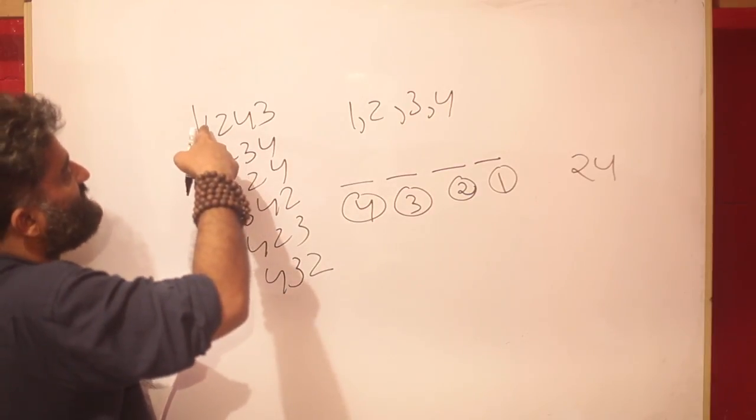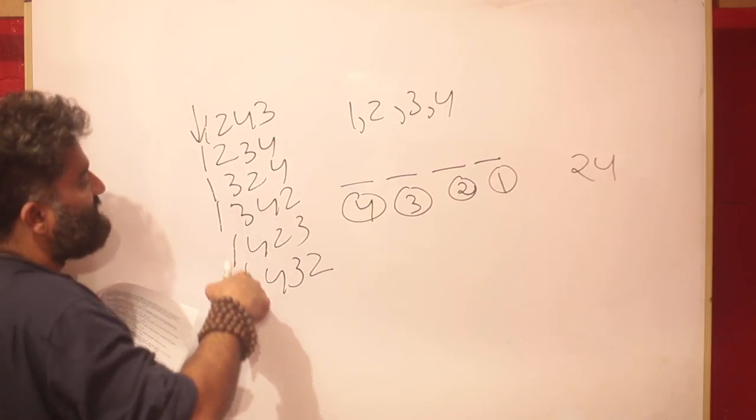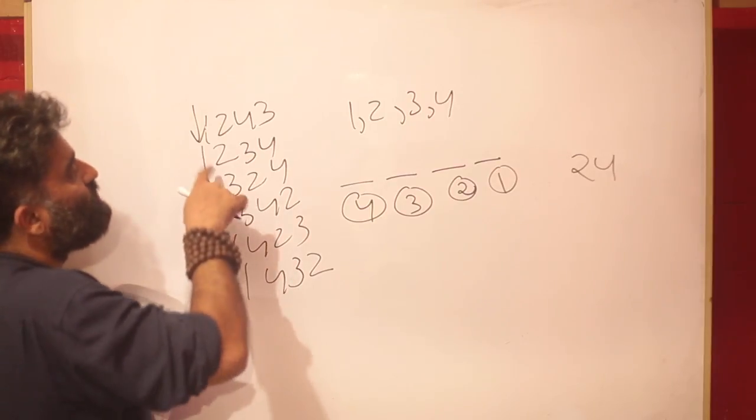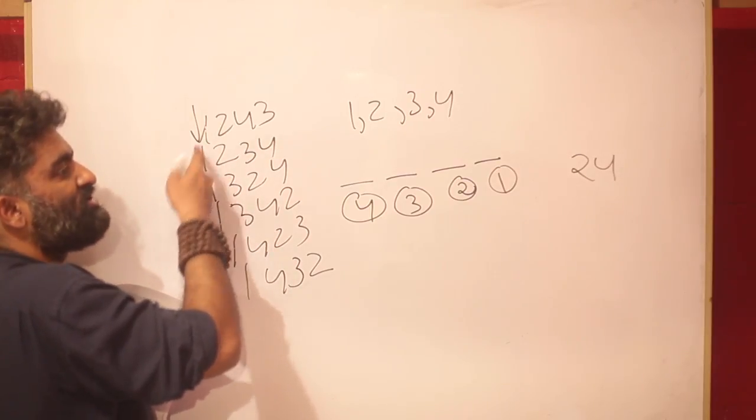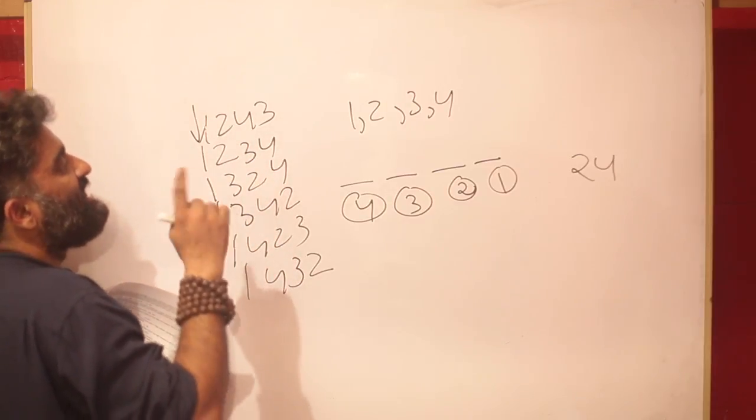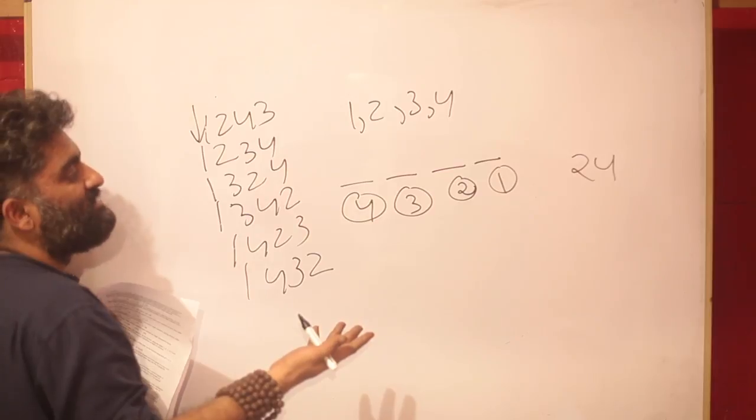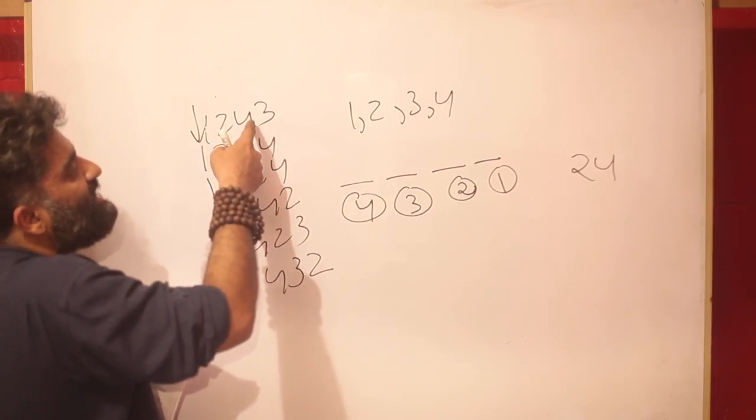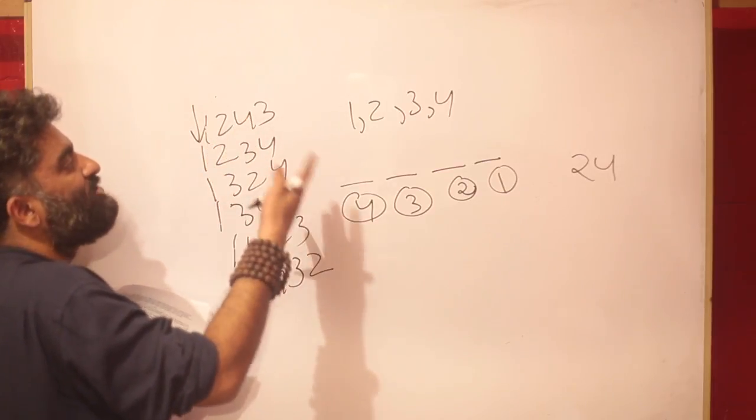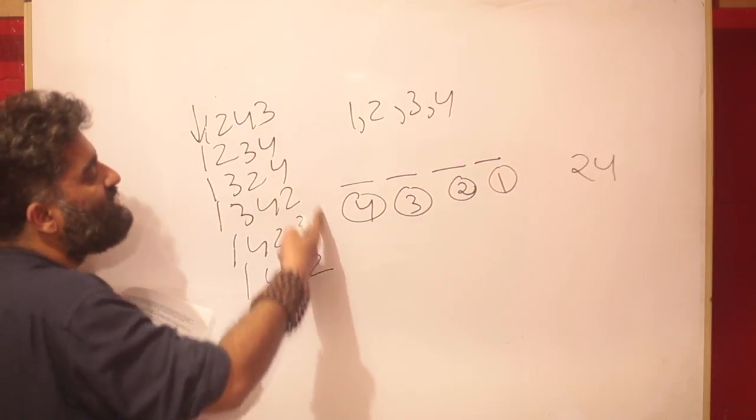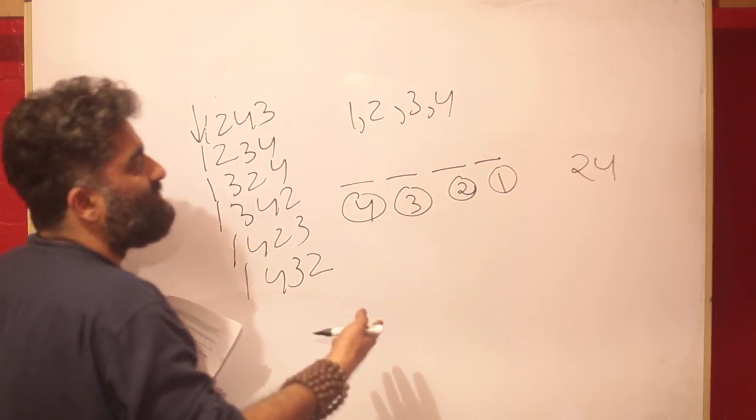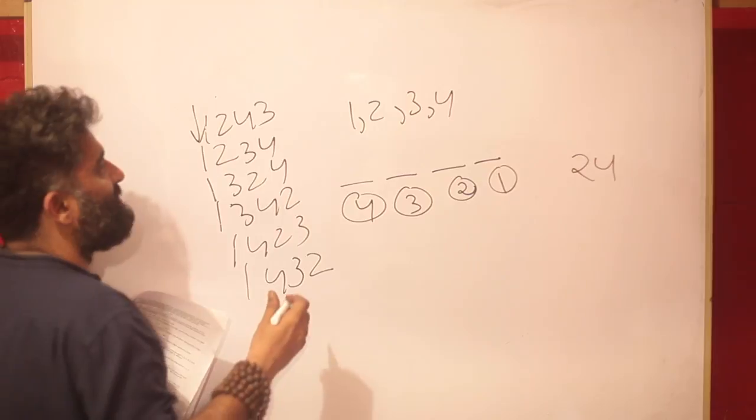So how many numbers were there? 1, 2, 3, 4, 5, 6, right? So if you think of 1 on the first position, there were 6 such numbers. If you think of 1 at the second position, again you will get 6 numbers, right? If you think of 1 at the third position, again you will get 6 numbers, and at the unit position again you will get 6 numbers. Overall you will get 24 numbers, right?